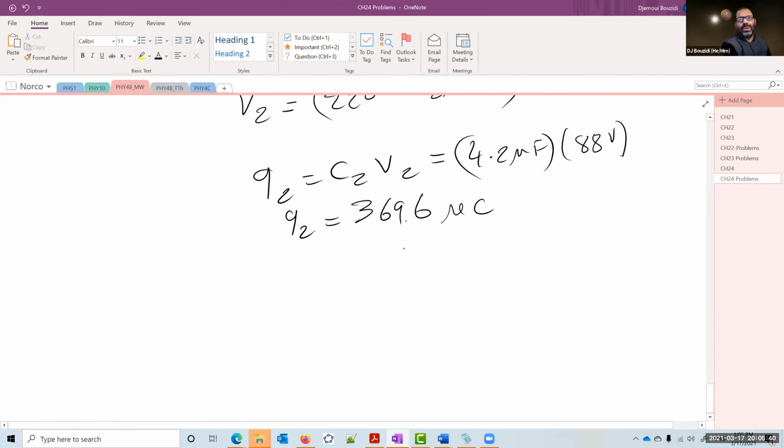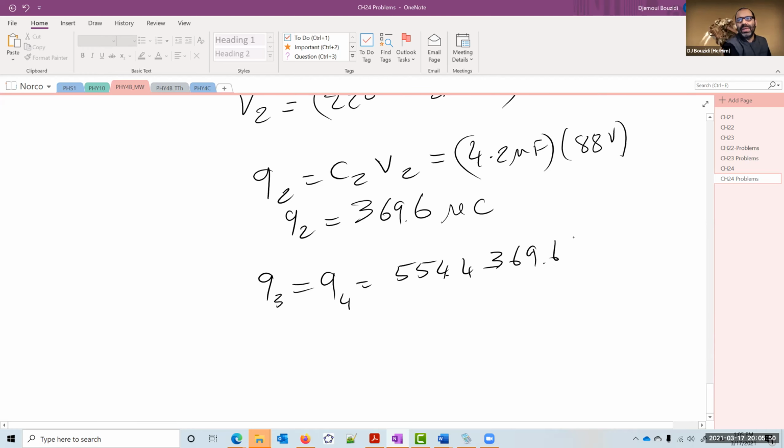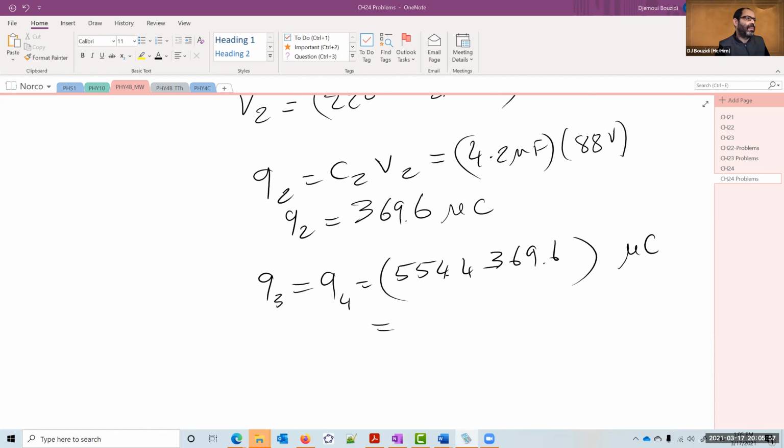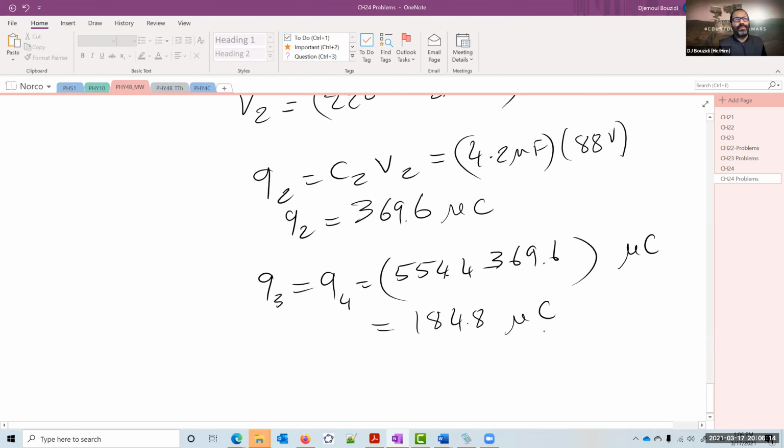So Q3, which is the same as Q4, must be the 554.4 minus the 369.6. And of course, the answer is going to be in microcoulombs. So all I have to do now is take the difference between my 554.4 minus this number. And the answer is 184.8 or 185 microcoulombs.